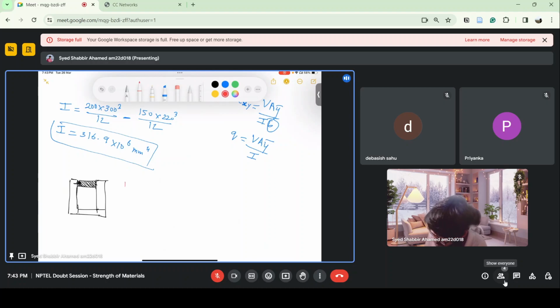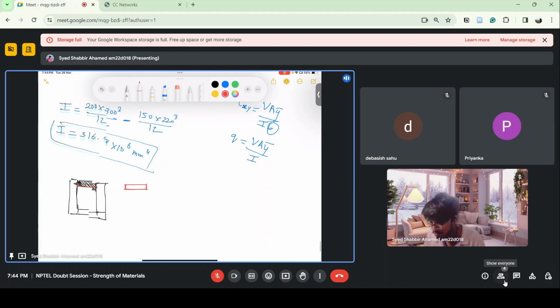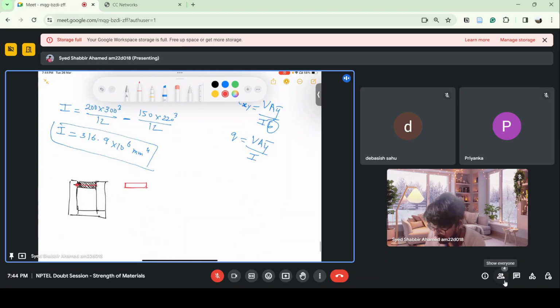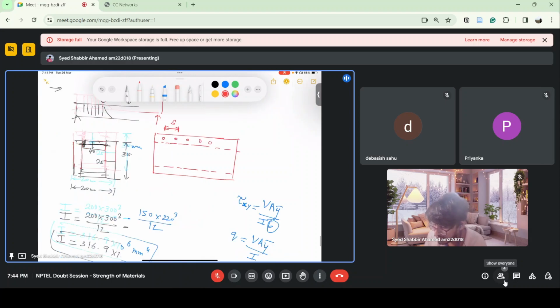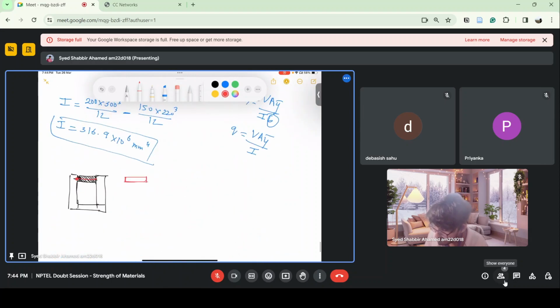So I can take only half of this area, and I have to find out the shear flow along the length of the screw. The shear force is given as 20 kilonewton. In the middle part there is no shear force, so it only comes in this part. That's why we will take the section somewhere here, not in the pure bending zone.